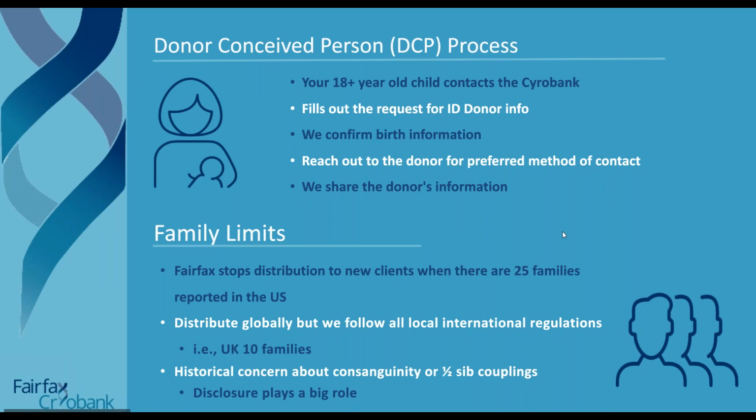Okay, so once you've done your ordering, you've done your procedure, you're pregnant, you reported your birth. This is what comes down the line when your adult child turns 18. So this is an exciting process, especially for your children when they turn 18, if you do choose an ID donor. So this is the donor conceived person DCP process. Once your child turns 18, they will contact us directly. And maybe they will request the certain form if they need it.